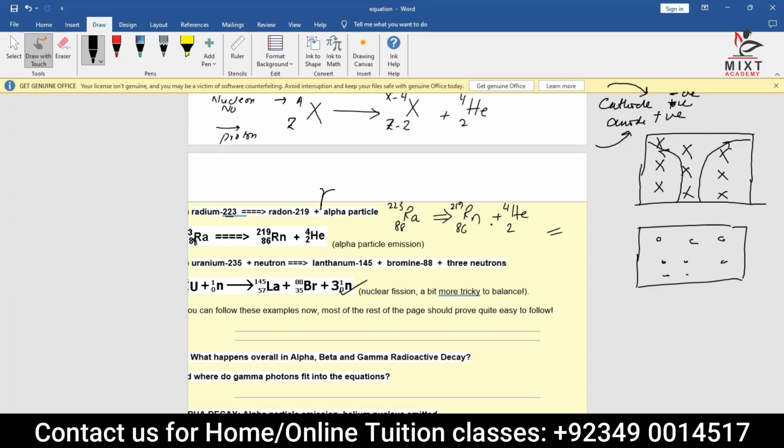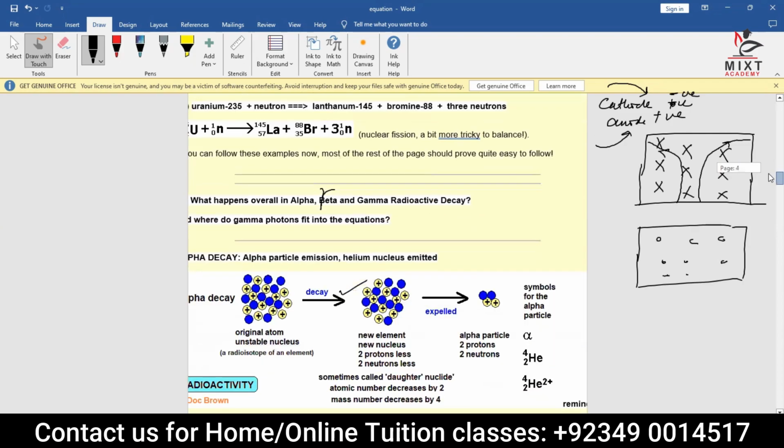Guys, any problem in this equation? Alpha emission? I hope there is no problem. It's a very simple equation. Now, if you want to check whether your equation is right or wrong, we know that the left-hand side must be equal to the right-hand side. Check it out. Here there is only one element. 88 is the atomic number. Here, 86 plus 2 is equal to 88. And the mass number is 223 here, and 219 plus 4 gives you 223. So left hand and right hand are both equal. It's the same as we do in chemistry. All right, now let's move further.